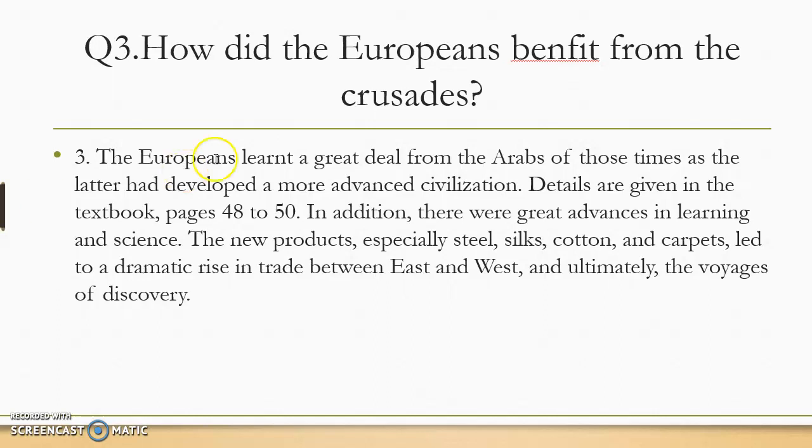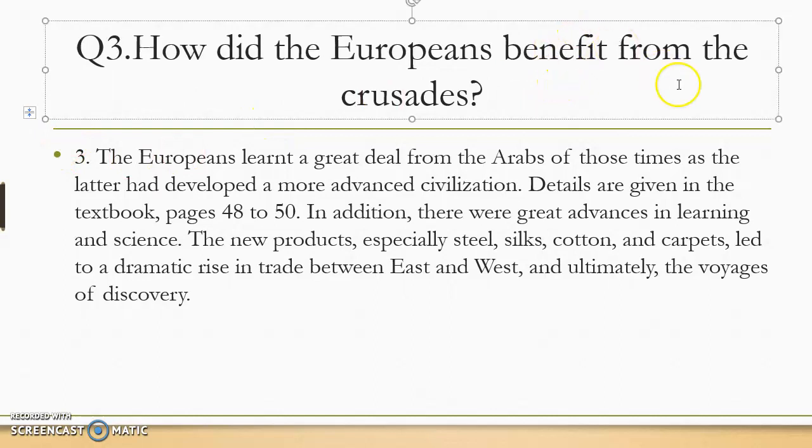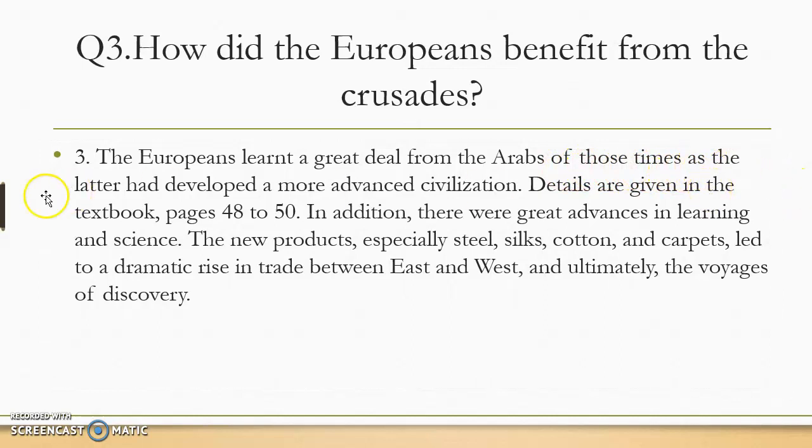Question number 3: how did the Europeans benefit from the Crusades? The Europeans learned a great deal from the Arabs of those times, as the latter had developed a more advanced civilization. Details are given in the textbook at page 48 to 50. In addition, there were great advances in learning and science. The new products, especially steel, silk, cotton, and carpets, led to a dramatic rise in trade between East and West, and ultimately the age of discovery.